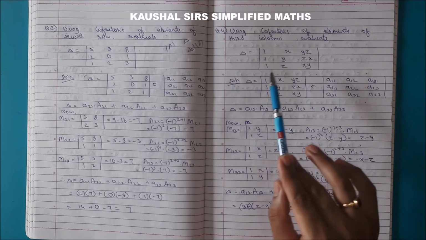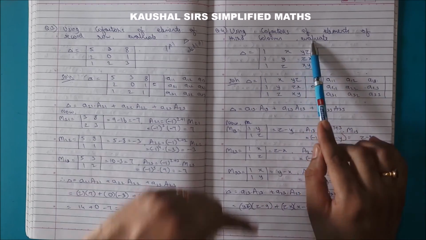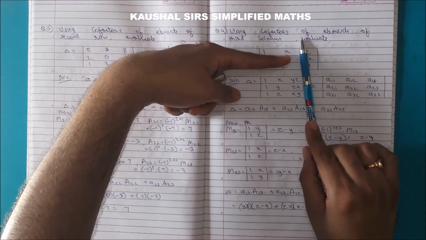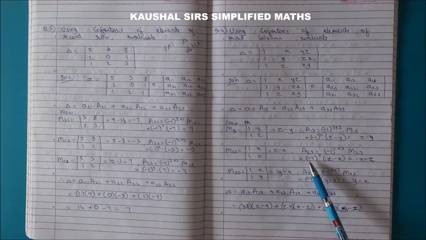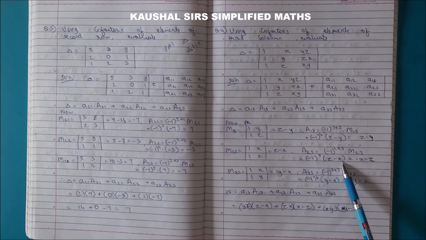Then you go for M23. Second row, third column का minor find करेंगे तो cover the second row and the third column. So we are left with determinant of 1x, 1z. So if you expand, you get z minus x. Then go for its cofactor, which is minus 1 raised to 2 plus 3 into M23. Negative 1 raised to the power odd is minus 1. So you get minus 1 into z minus x, which is x minus z.